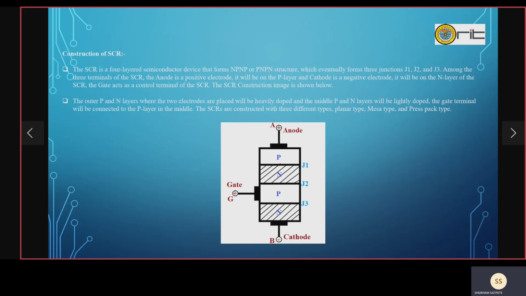The outer P and N layers where the two electrodes are placed will be heavily doped. The middle P and N layers will be lightly doped. The gate terminal will be connected to the P layer in the middle. The SCRs are constructed with three different types. One is the planar type, second is the mesa type, and third is the press pack type.